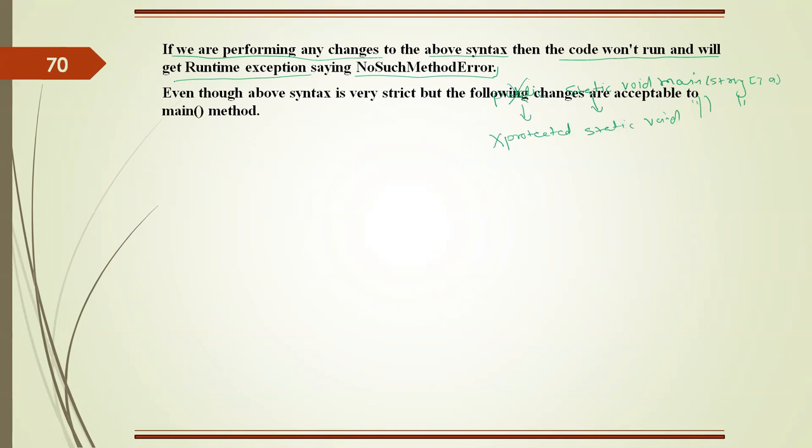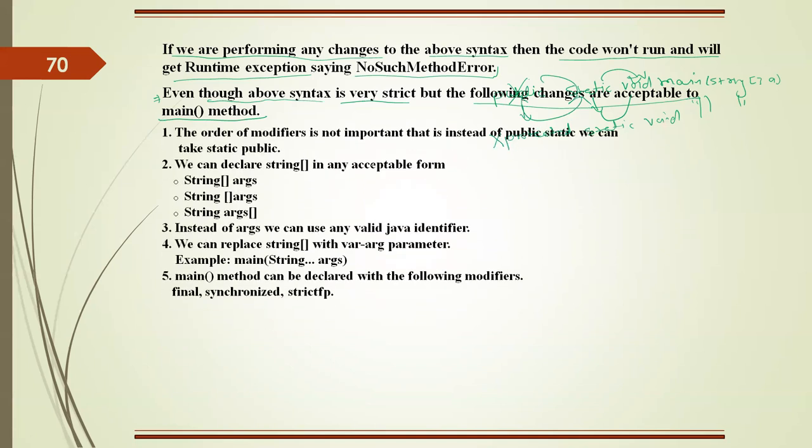So here, even though the above syntax is very strict, the following changes are acceptable to the main method. Swapping is acceptable. For example, using void here or static here is applicable. Public here, even static here. Like that, you can use it.